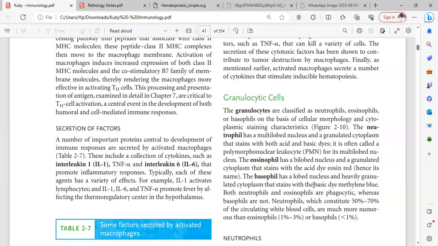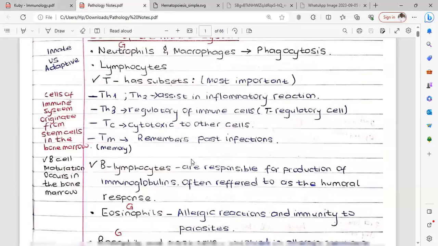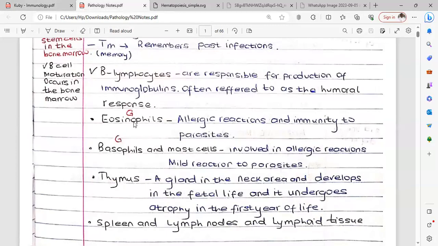For basophils, they are single-lobed and they are very granulated. They stain with the basic dye, methylene blue. So these are unique features. The basophil stains basic dye, the eosinophil is acidic, and the neutrophil is both. So the G stands for granulated. Basophils are involved in allergic reactions, and also in mild parasitic infections.